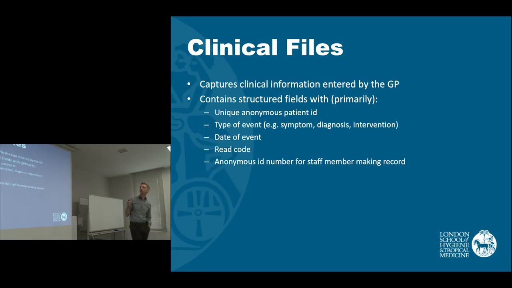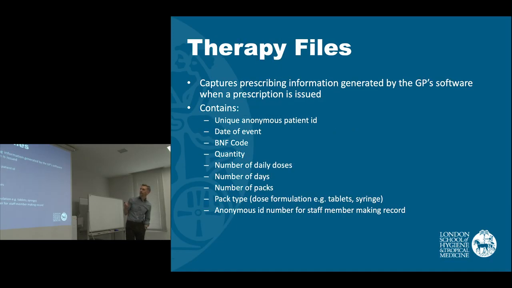Again, that's clinical files, which I've mentioned. The therapy files, again, we've talked about that. I guess just to point out the sort of information can be quite detailed. So as well as knowing what drug the patient was given, you can have things like the quantity of tablets they were given, the number of daily doses that was expected to translate into. But this can be quite variable in how it's recorded. Sometimes it's missing, sometimes it's there, and that can be problematic.